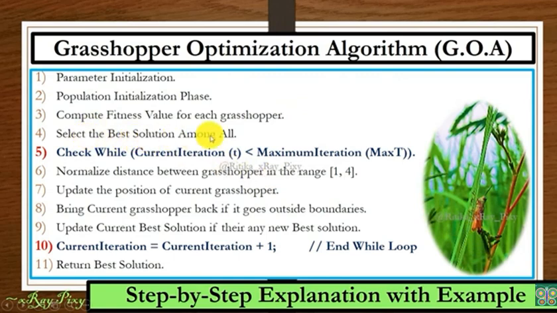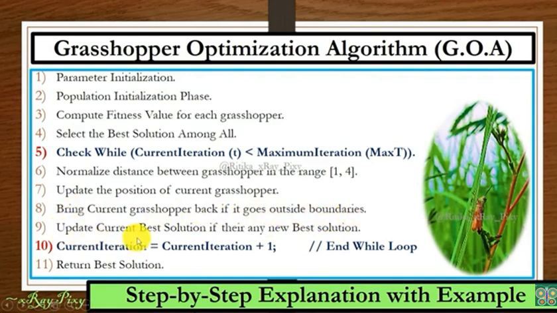After that, we will select the best solution among all, and then we will check whether the current iteration is less than the maximum iteration or not. If this condition is true, then we will move to the next step, else we will print the best solution and stop. In step 6, we will normalize the distance between grasshoppers. After that, we will update the position of the current grasshopper, and then we will check if any grasshopper is outside the boundary or not.